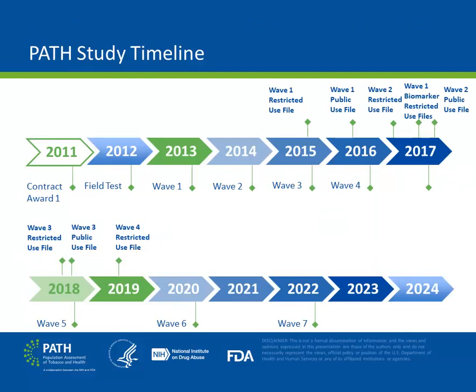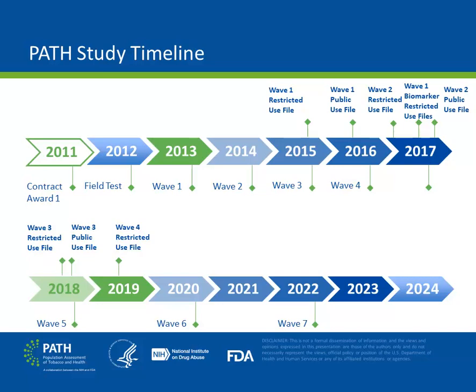This Path Study timeline shows a graphic displaying the Path Study contract timeline from 2011 through 2024. Each arrow represents a year starting in 2011 through 2017 in the first row and continuing with 2018 through 2024 in the second row. Each line in the timeline represents a Path Study milestone, including the beginning of data collection for each wave and when data files are made available.